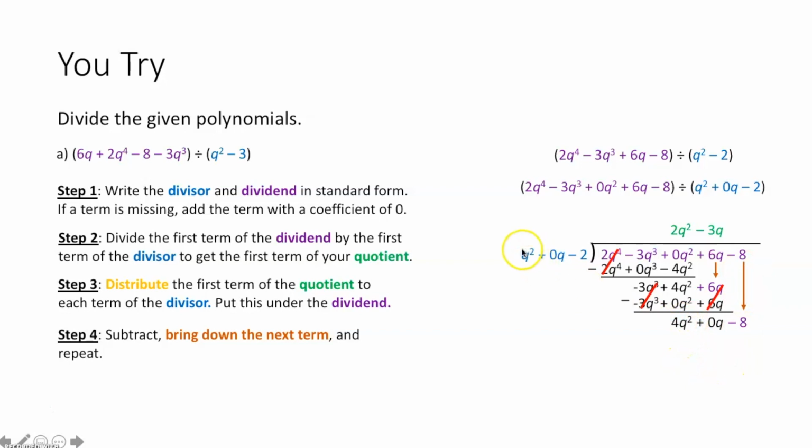4q to the 2nd. Divide that by q to the 2nd. You just get 4 because the q to the 2nds cancel out. So we put that here. We then distribute that 4 to each term. 4 times q to the 2nd is 4q to the 2nd. 4 times 0q is going to be 0q. And then 4 times negative 2 is going to be negative 8.